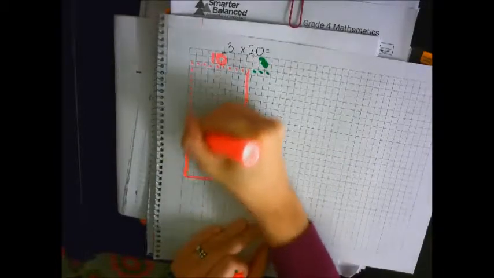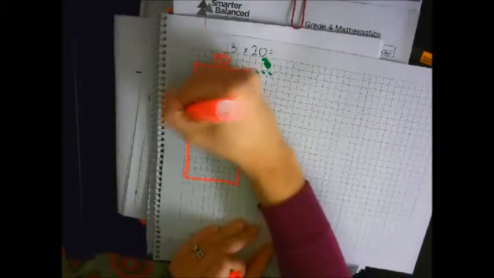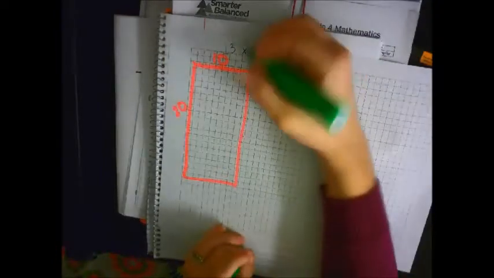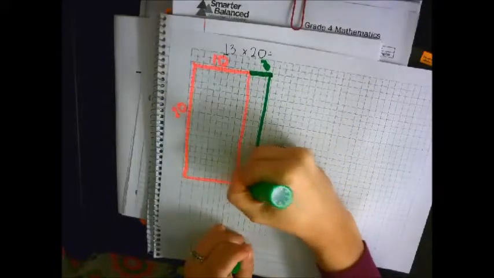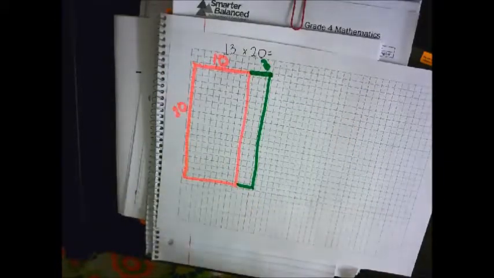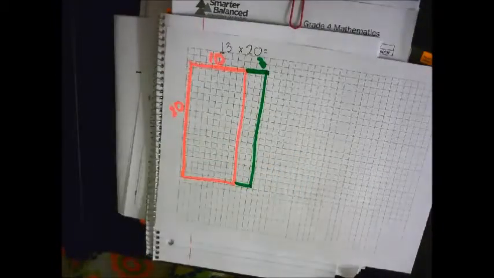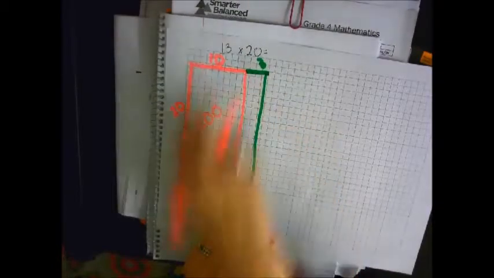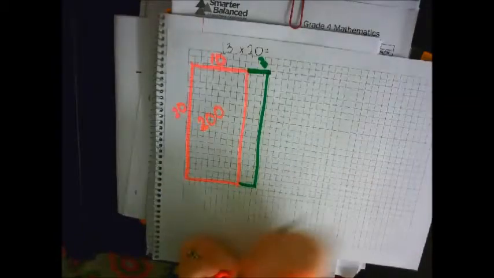When I fill in this box, this represents my 10s. And I fill in my 1s box. And so this is the way I can find my partial product. 10 times 20. 2 times 1 is 2. Add my 2 zeros. When I multiply all my 10s, I get a partial product of 200.